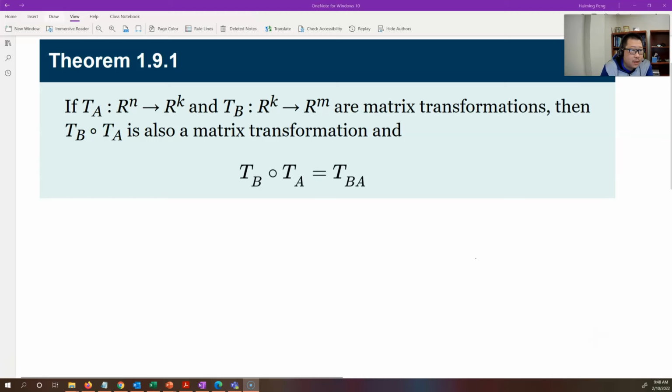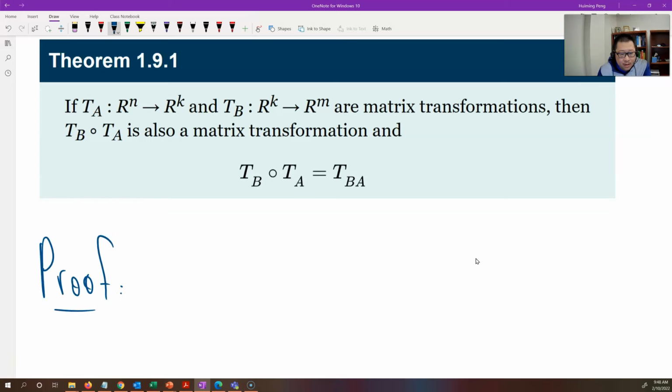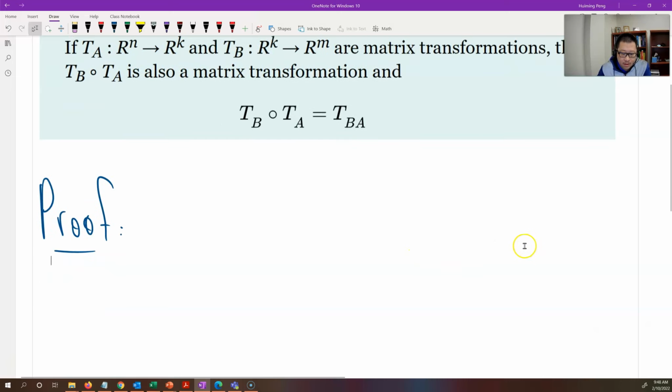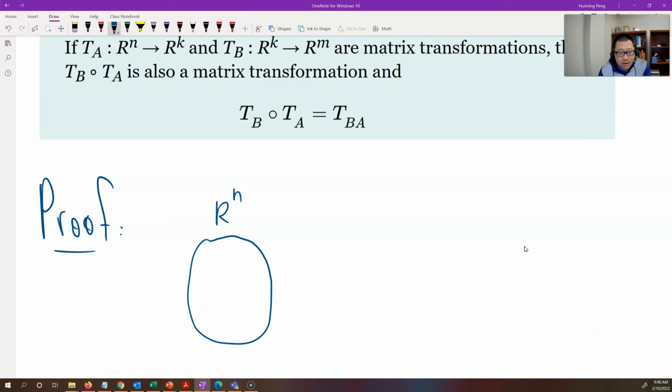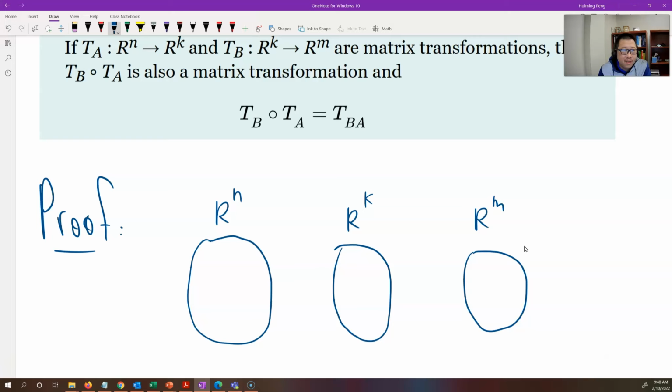So I can show this. Let's prove it. First, let me draw a graph to describe the two transformations. This is R^n, let me simply say this is n space, and this is R^k, and the third one is R^m. Then we have the first transformation from here to here. Let's say the first transformation is TA, and then the second, of course, maps this to the third. Let's say that's TB.